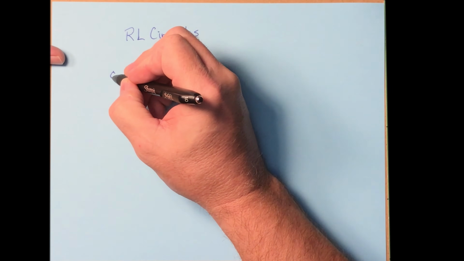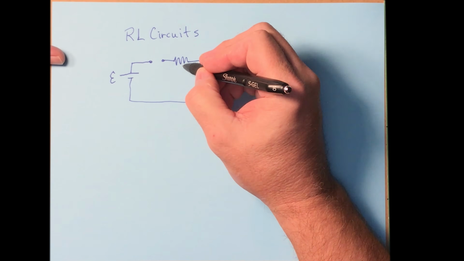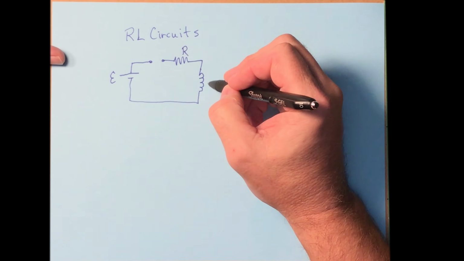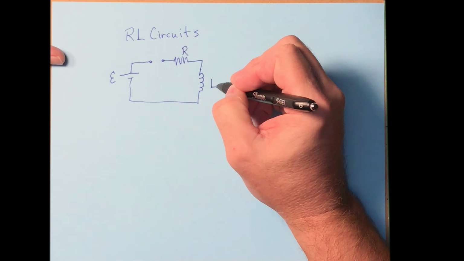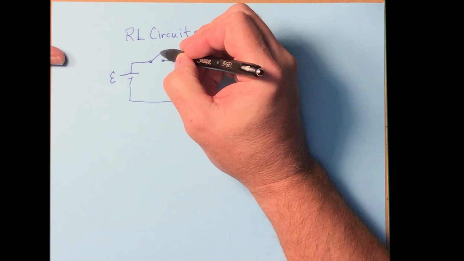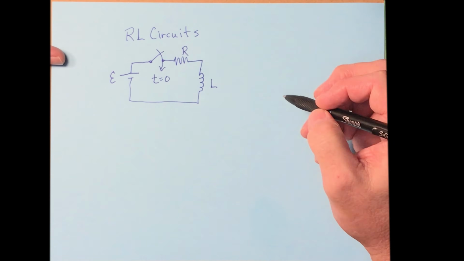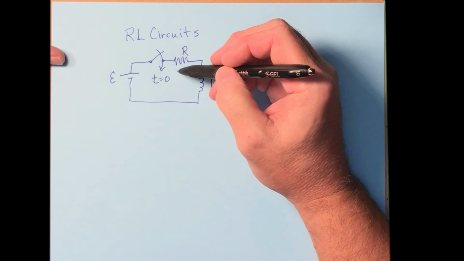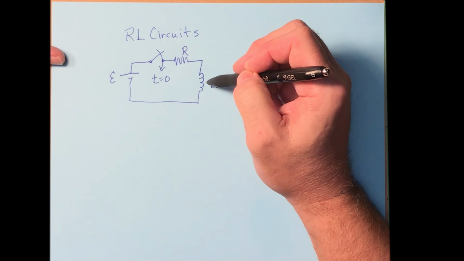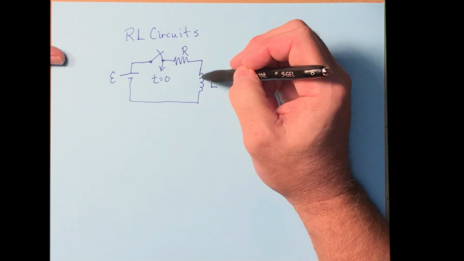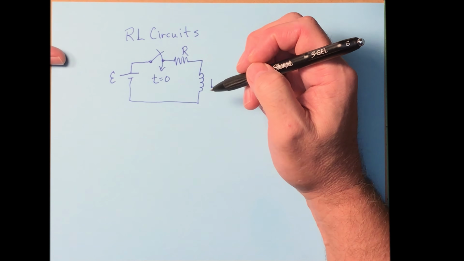The battery has some EMF E. The resistor has some resistance R. The inductor has some inductance L. The switch is closed at t equals 0. Before t equals 0, there's no energy in the inductor. There's no current. There's nothing going on here.